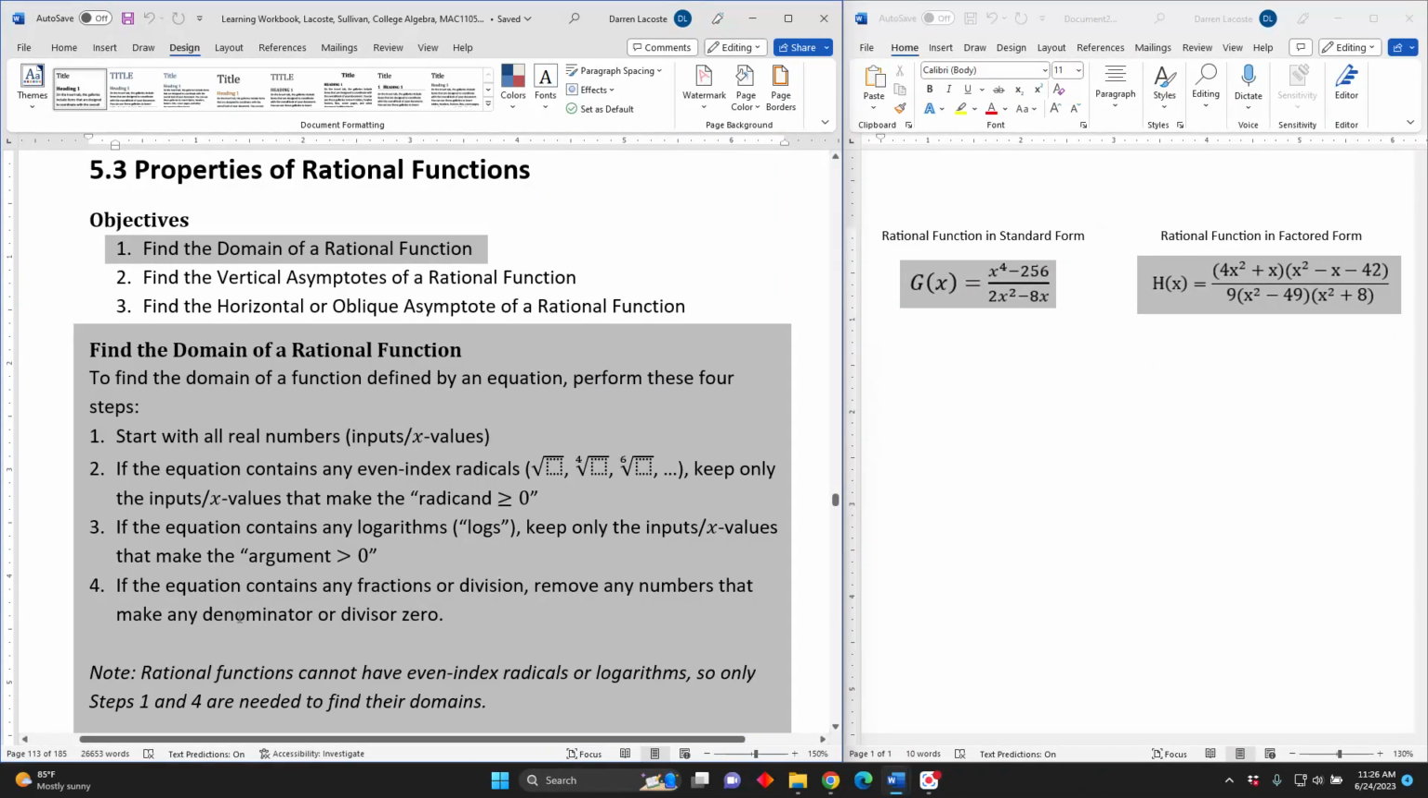It's important to note that rational functions cannot have even index radicals or logarithms, so only steps 1 and 4 are needed to find the domains of a rational function.